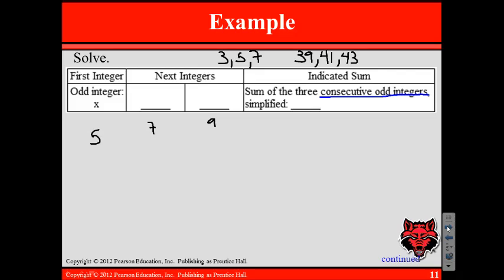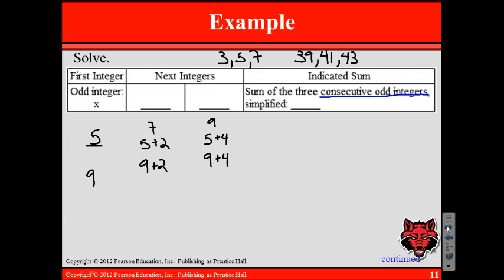Well, let's rewrite the 7 and 9 using the first integer. 7 could be 5 plus 2. 9 could be 5 plus 4. Well, what if we started with 9? The next consecutive odd number would be 11. That would be 9 plus 2. Next would be 13, or 9 plus 4.